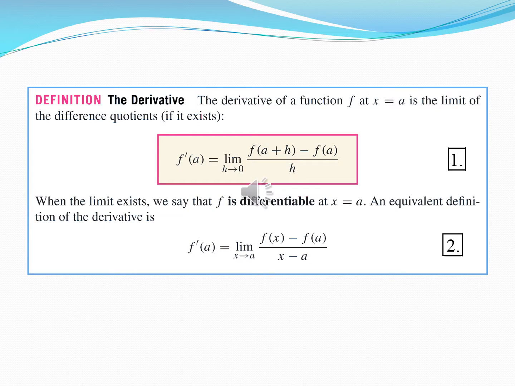The derivative of a function f at x equals a is the limit of the difference quotients, if it exists. f prime of a equals the limit as h goes to 0 of f of a plus h minus f of a over h. When the limit exists, we say that f is differentiable at x equals a. An equivalent definition of the derivative is f prime of a equals the limit of f of x minus f of a over x minus a as x goes to a.